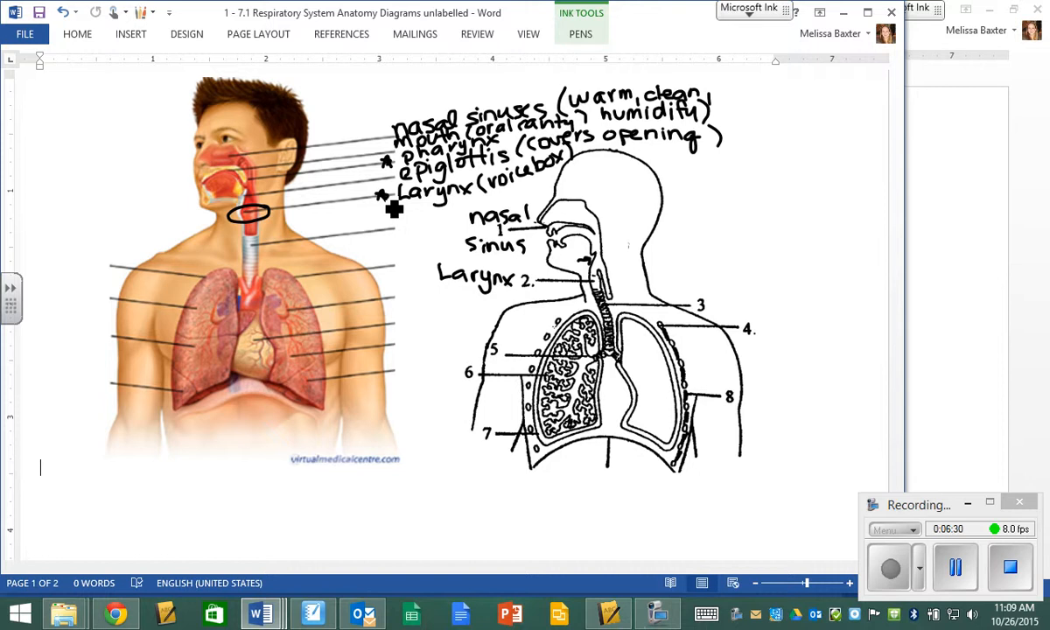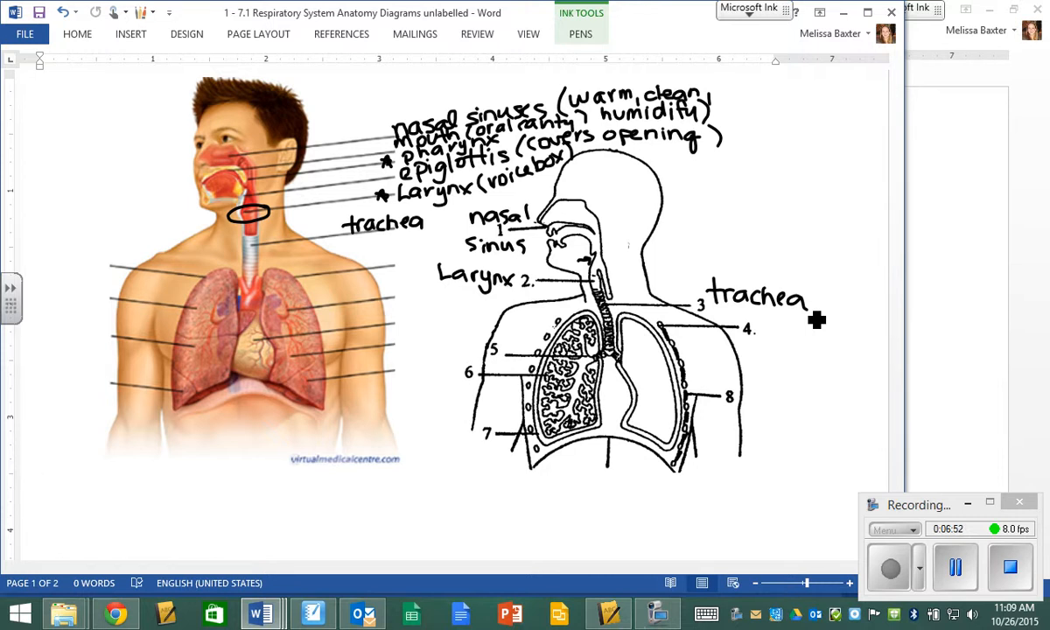Now the next piece on the list is your trachea. It's number 3 on the cartoonish looking diagram. Your trachea is drawn as what looks like sort of a corrugated cardboard pipe, and this is purposeful.